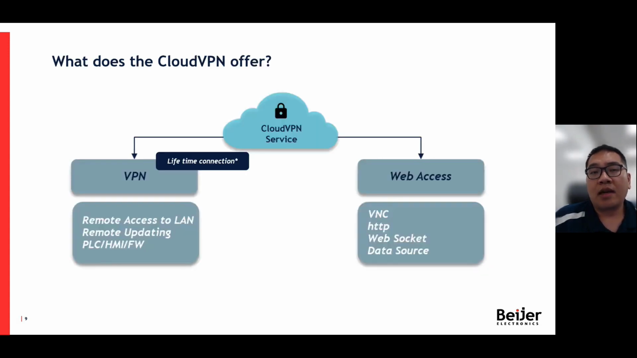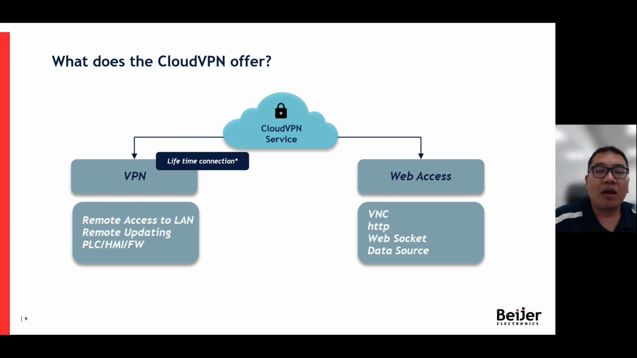So what does the CloudVPN offer? I like to explain it in two ways. Within the CloudVPN service, we have two separate entities, or separate channels, if you want to say that, for the services. On one end, we have the services that are dependent on the VPN. And on the other end, we have services that reside on the web portal itself.